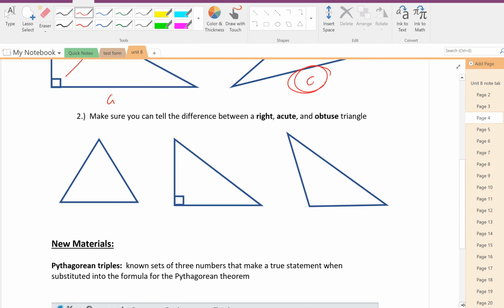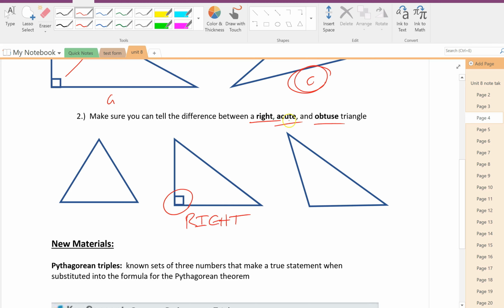The other thing you have to be able to do is tell the difference between a right triangle, an acute triangle, and an obtuse triangle. A right triangle, obviously, is just a triangle that has a right angle in it. So if I go through these three triangles right here, if I want to know which one's a right triangle, I just find the one with a right angle. Obviously, it's this one in the middle. So that one is going to be my right triangle.